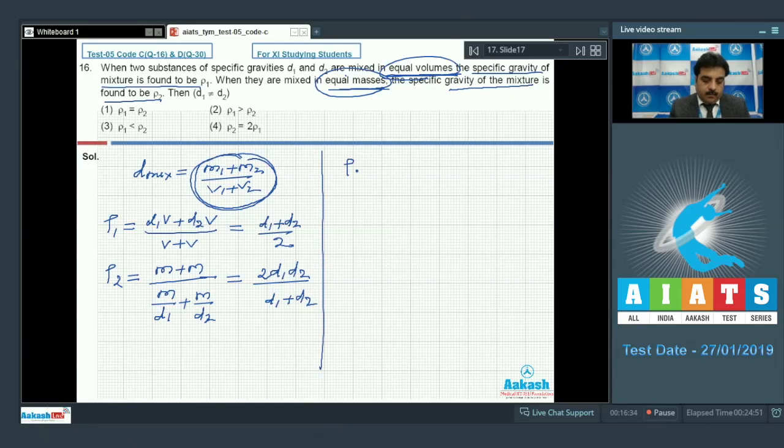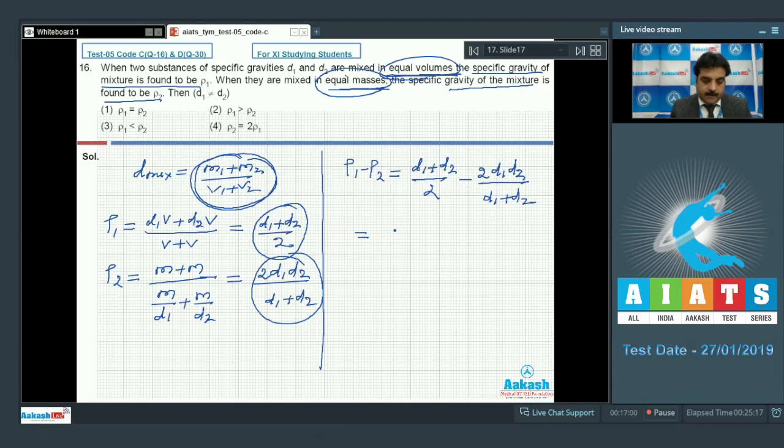Now if I go for ρ1 minus ρ2 to find the relation, I am trying to solve this. First you write the value of ρ1, (d1 plus d2) divided by 2. Second, you write the value of ρ2, 2 d1 d2 divided by (d1 plus d2). So I write (d1 plus d2) by 2 minus 2 times d1 d2 by (d1 plus d2). When you take the LCM, you will find (d1 minus d2) whole square divided by 2 times (d1 plus d2).